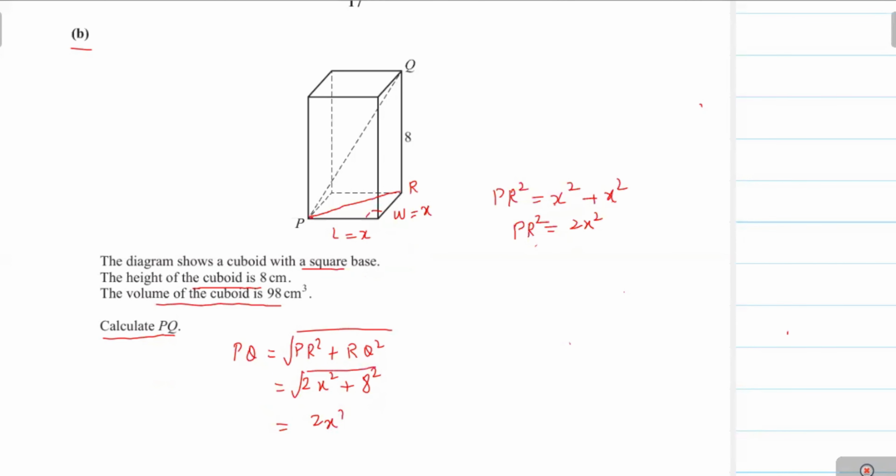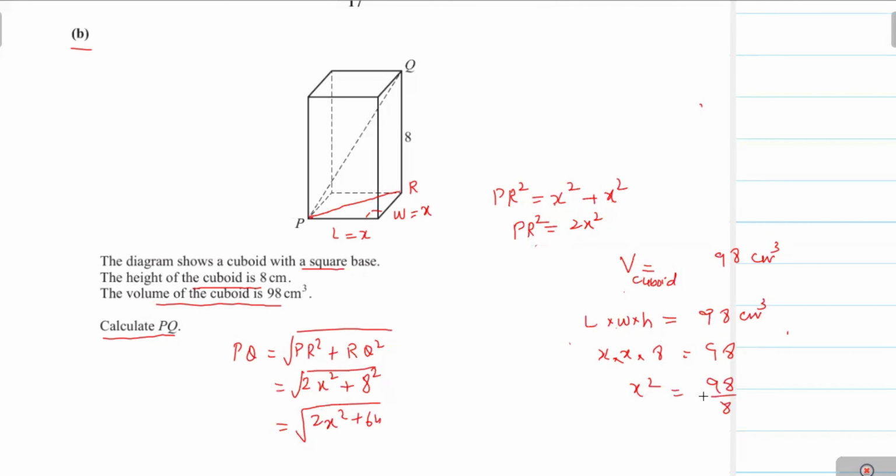So we can write it as the square root of 2x square plus 64. You see here the volume of the cuboid is given as 98 cubic centimeters. You know the volume of a cuboid formula is length multiplied by width into height, equal to 98 cubic centimeters. The length and width here are x multiplied by x multiplied by height. Height is 8. Therefore, x square will be equal to 98 over 8, and this will be equal to 49 over 4.